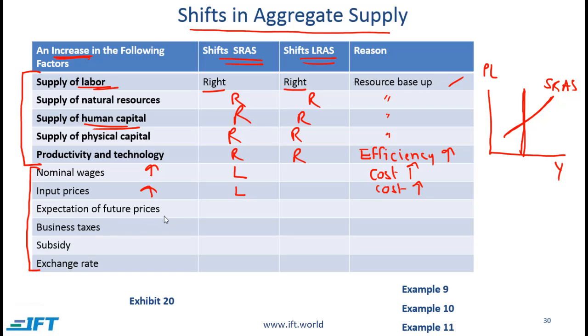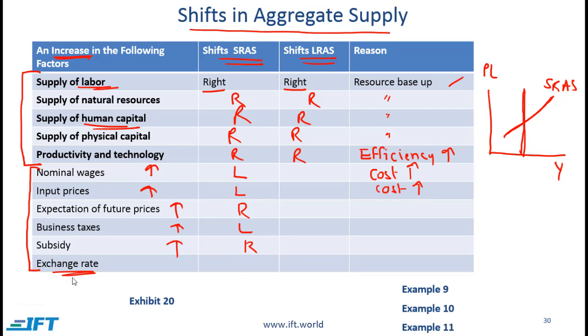Expectation of future prices. This is a little complicated, but here is how you can think about it. If firms expect future prices to go up, then they will produce more or supply more to take advantage of those higher prices. So we can say that the curve will shift to the right. If business taxes are up, that increases the cost to a firm, so the curve will shift left. If subsidies are up, that actually lowers the overall cost, so the curve shifts to the right.